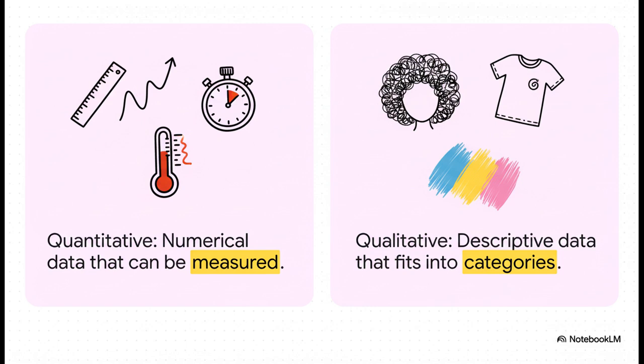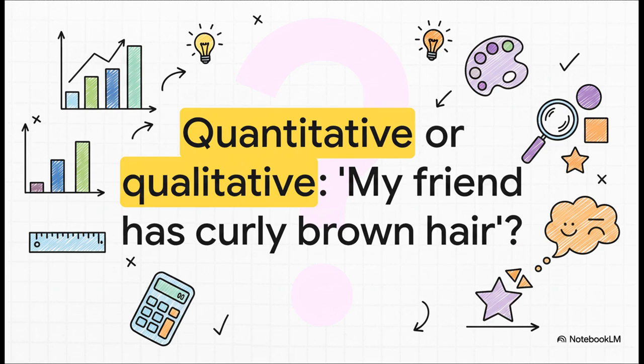On the other side, we have qualitative data. Think quality. This is all the descriptive stuff that fits into categories, like hair color, a brand of car, or types of music. All right, let's do a quick gut check and see if you're with me. Take a look at this sentence. My best friend has curly brown hair. Are we dealing with measurable numbers here or descriptive categories?